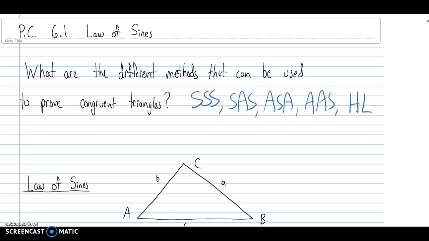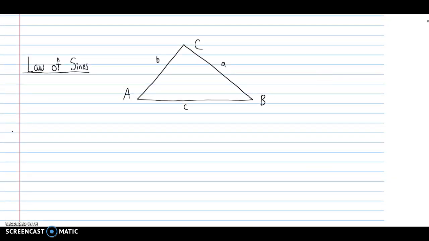And if we are given this much information about a triangle, not only are we able to prove it congruent to another triangle with that same information, but we can solve it. In other words, we can find all of the sides and all of the angles in that triangle. To do that, we're going to use the skill with the law of sines. This original triangle is not a right triangle.